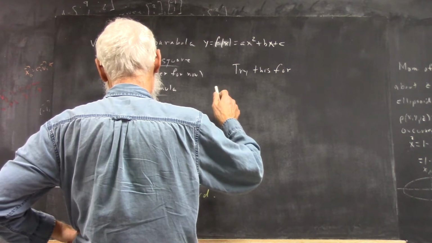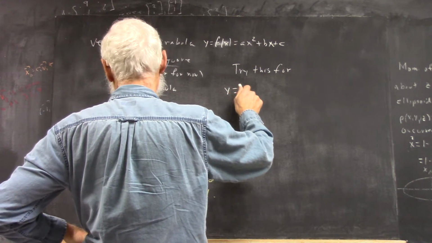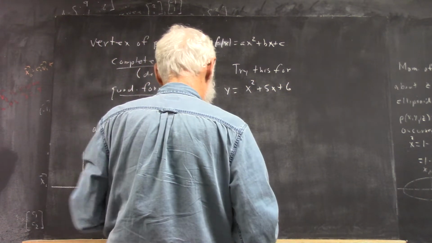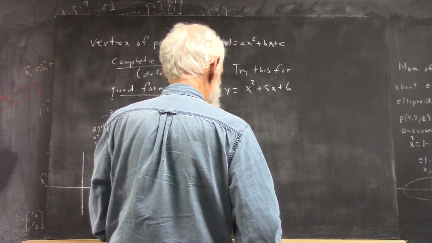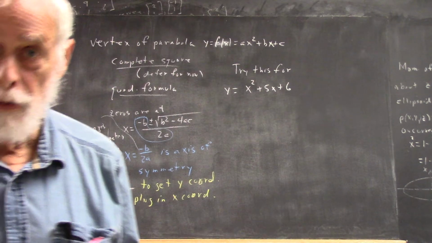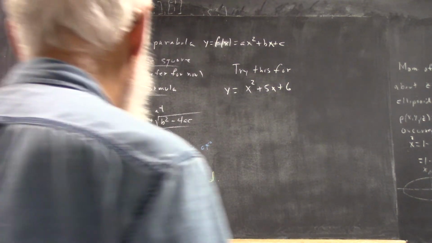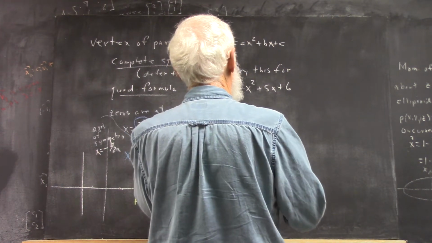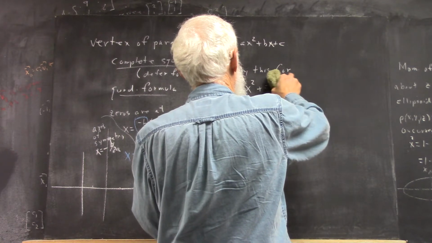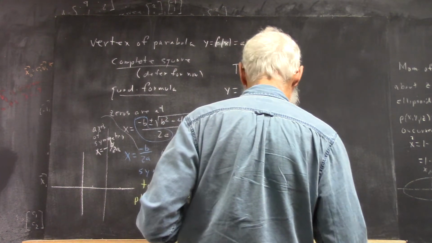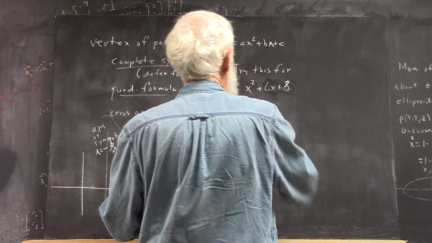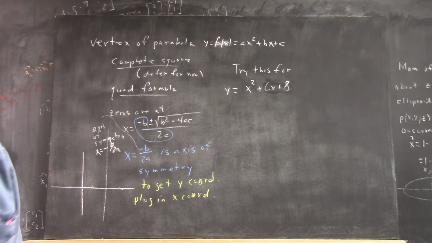Okay, so we're going to try this for y equals an easy one. x squared plus 5x plus 6. Actually, let me give you an even easier one. We'll make this x squared plus 6x plus 8. Just because that one comes out with whole numbers, and you won't have to deal with fractions.